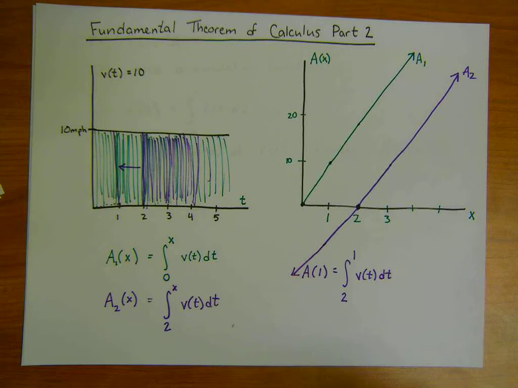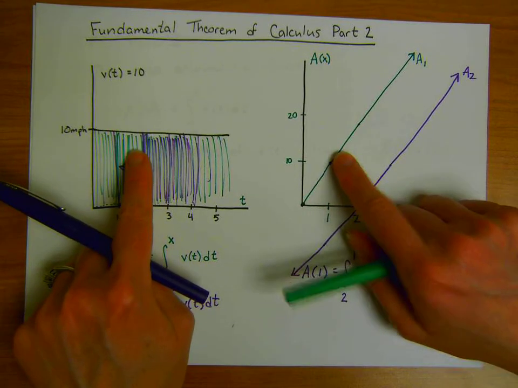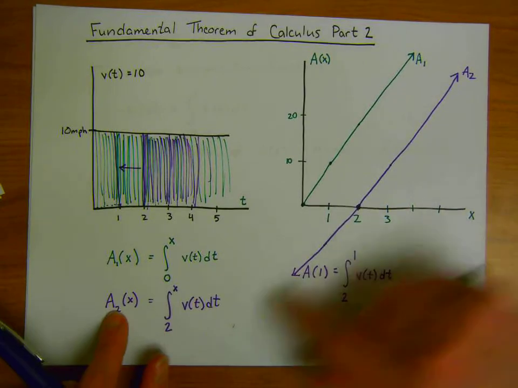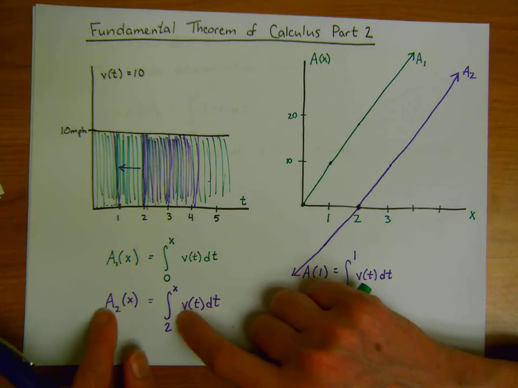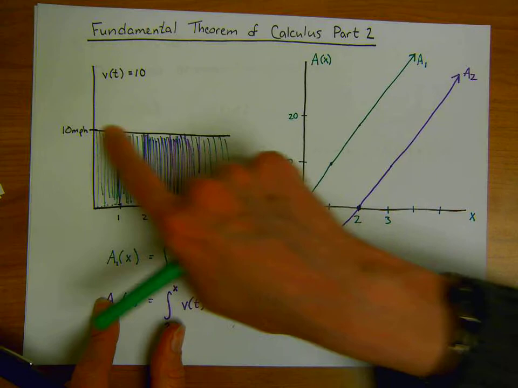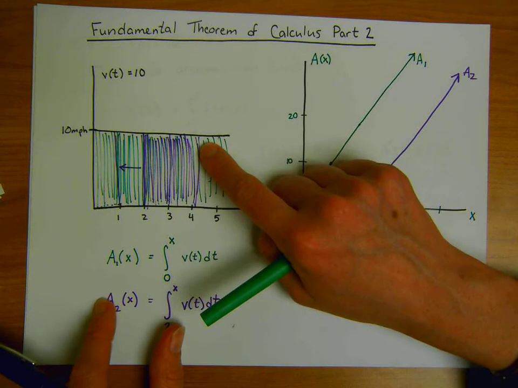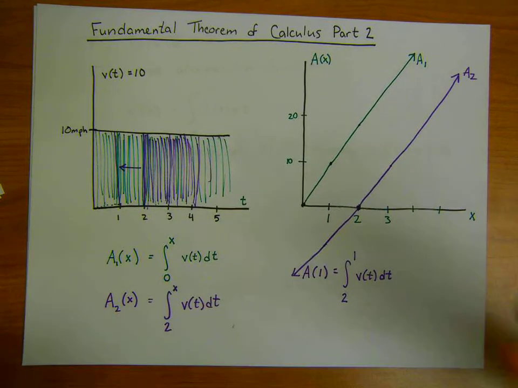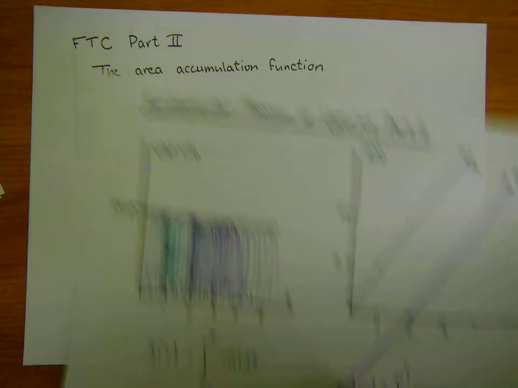And the big takeaway is the takeaway that you've already seen, the relationship that we've seen a number of times now, that this area accumulation function, its derivative is going to be our original velocity function. That's the full thing that we've talked about. Let's see what it looks like formally.